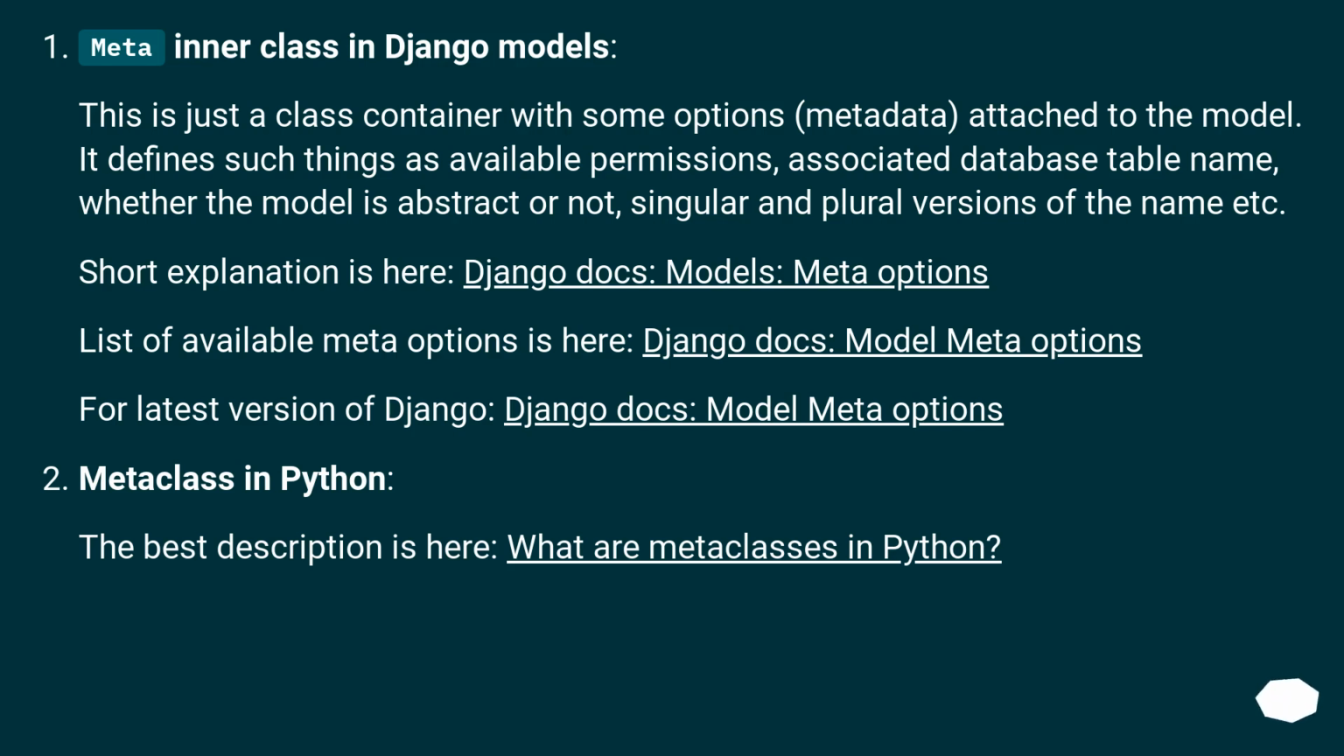Short explanation is here: Django docs, models, Meta options. List of available Meta options is here: Django docs, model Meta options. For the latest version of Django, see Django docs, model Meta options. Metaclass in Python: the best description is here: what are metaclasses in Python?